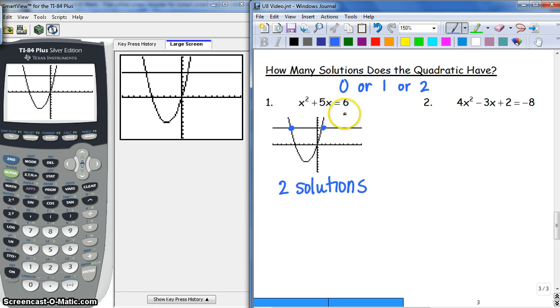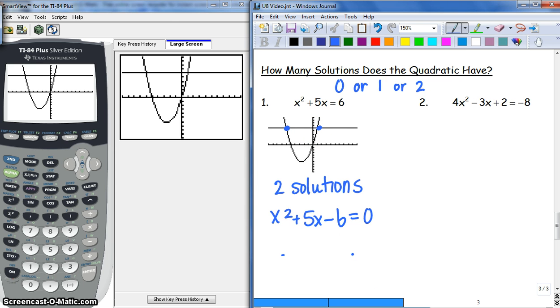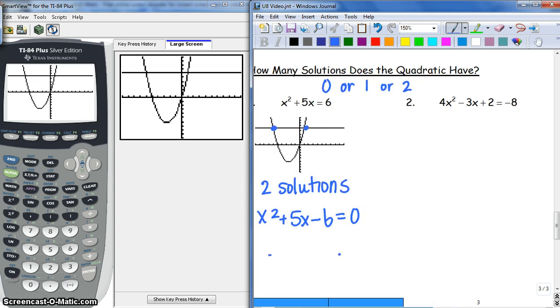Okay, now if you moved your 6 over and set it equal to 0 and went through the whole quadratic equation, you would end up with 2 solutions. But this is just so much faster. Okay, we'll try another one.